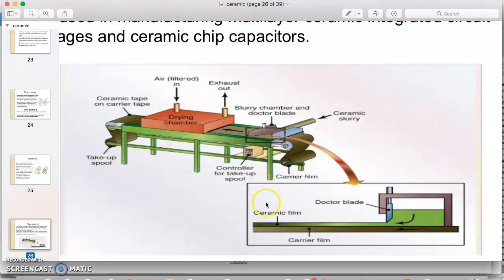Okay, in a closer look at the slurry chamber and doctor blade, this is the doctor blade, which can be moved downward and upward to adjust the thickness of the ceramic film.